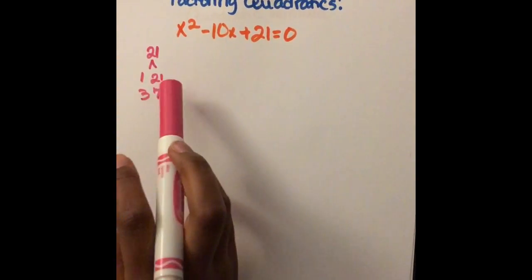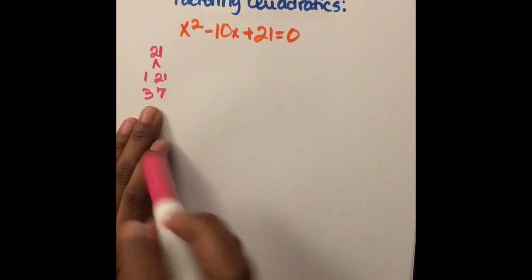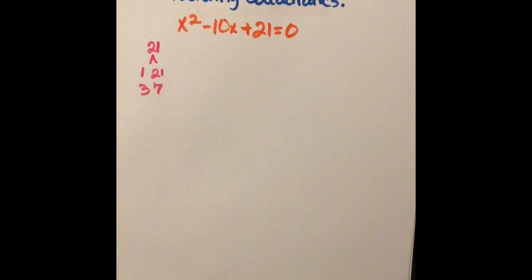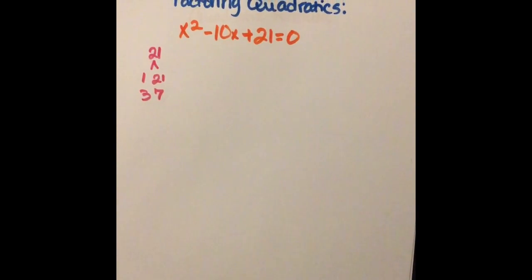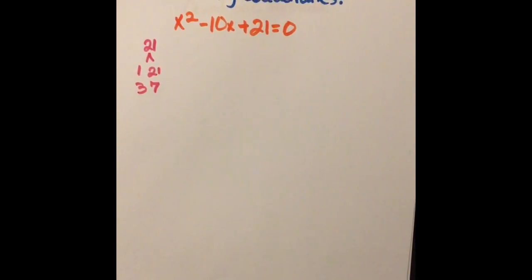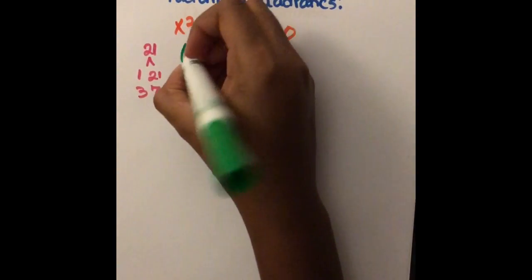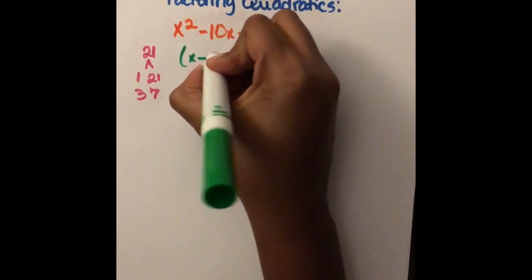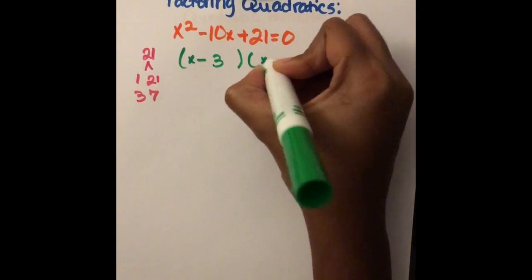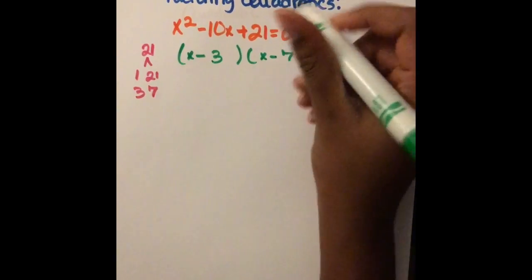Now, 3 and 7, when added together, give you 10. And when they multiply together, they give you 21. So those are our factors. So now, you want to put them in factored form. So x minus 3, x minus 7.